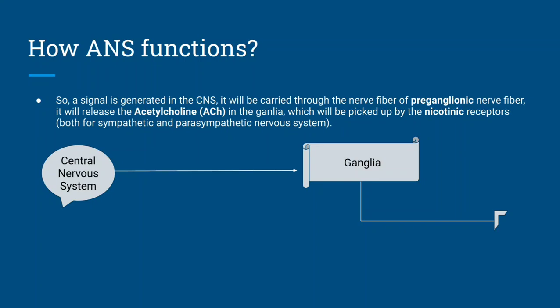So remember this: the neurotransmitter or the chemical that is released from the preganglionic nerve is going to be acetylcholine, while in the ganglia, for the postganglionic nerve fiber, it will be picked up by the nicotinic receptor. And that is the case with both sympathetic and parasympathetic nerve fibers.